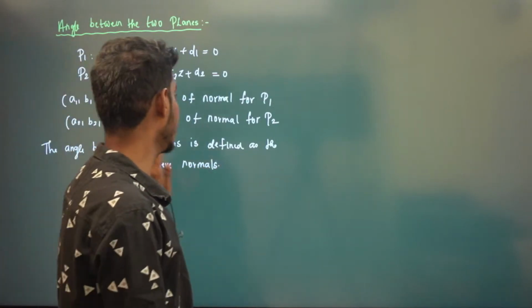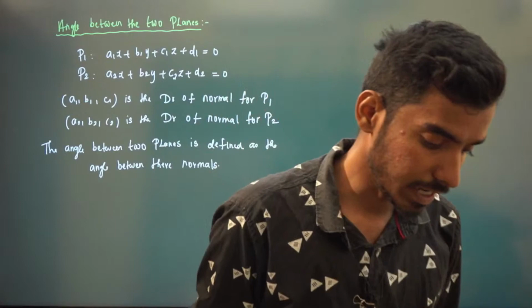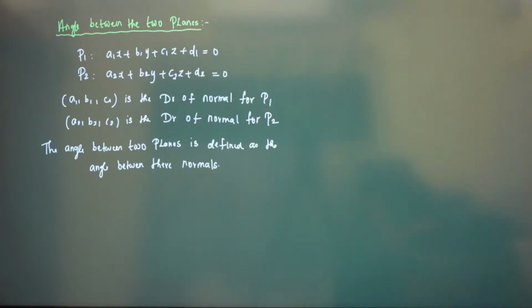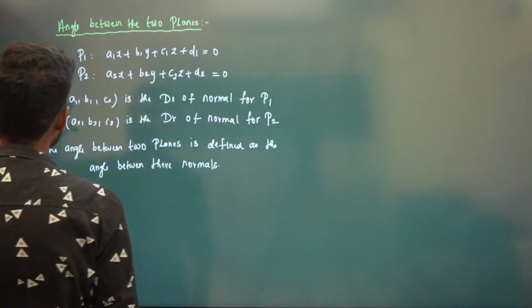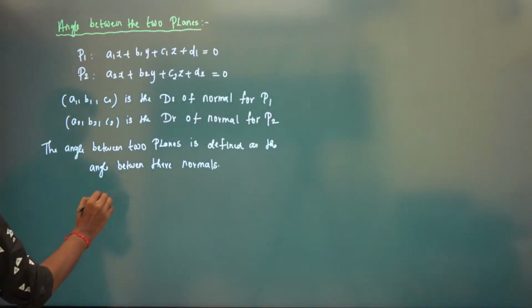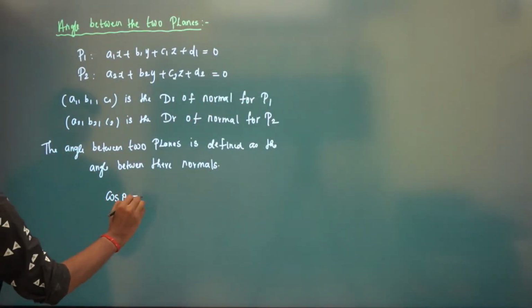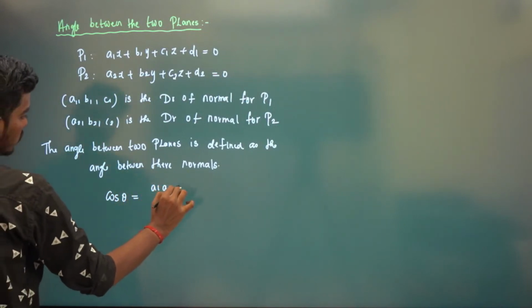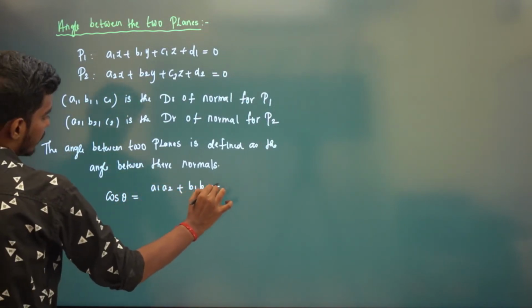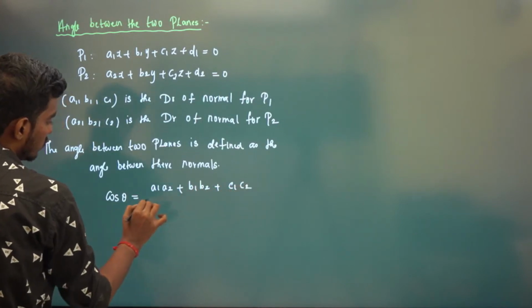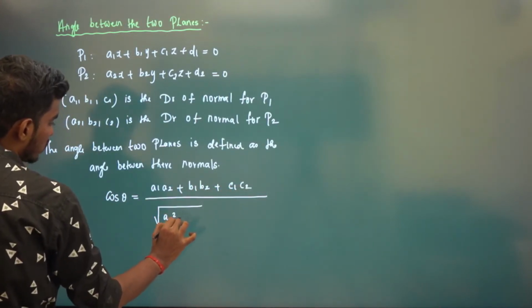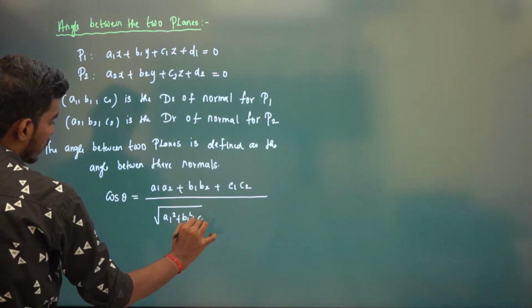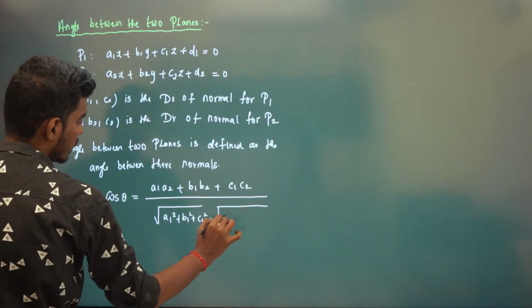So this as normal, this as normal, so we know what the direction ratio is. So what is the angle between the two lines? If we know the direction ratios of the two normals, what is the angle? cos theta is equal to a1 a2 plus b1 b2 plus c1 c2 divided by root of a1 square plus b1 square plus c1 square, and so on. That is what I have said.